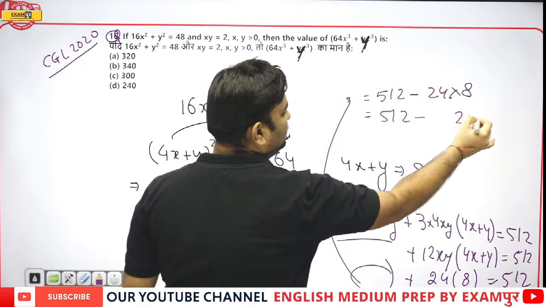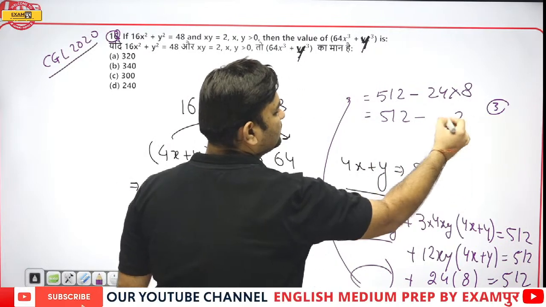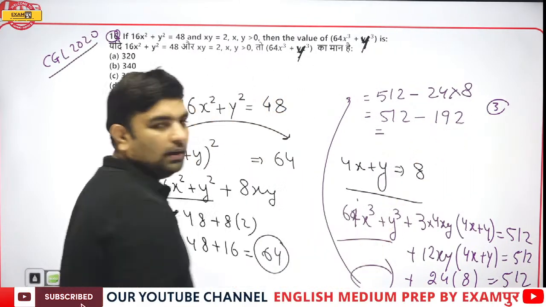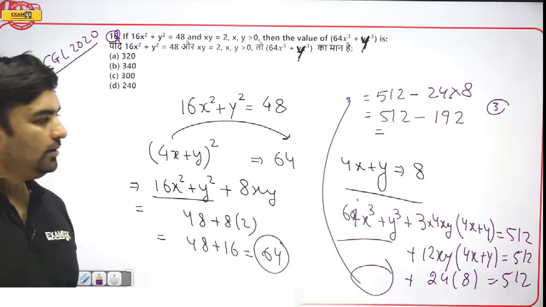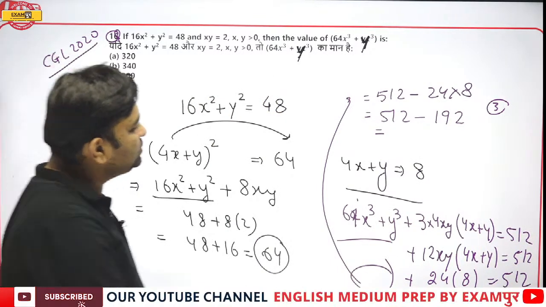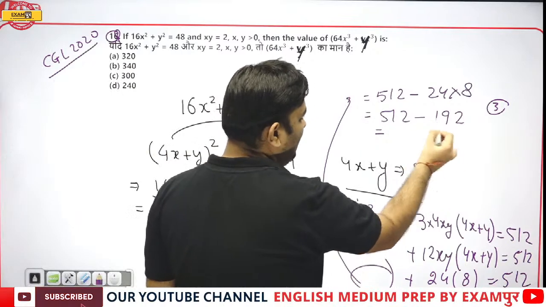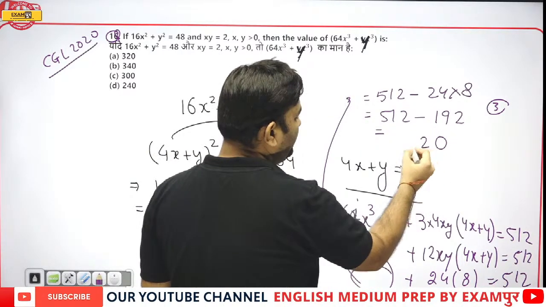512, 8 4s are 32, 192. A number ending in zeros, all of them are 11 minus 9, 2, 4 minus 3.